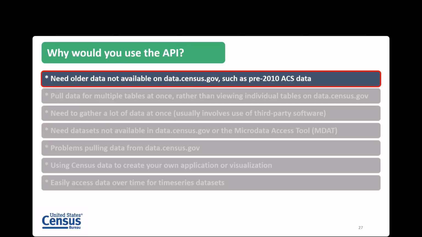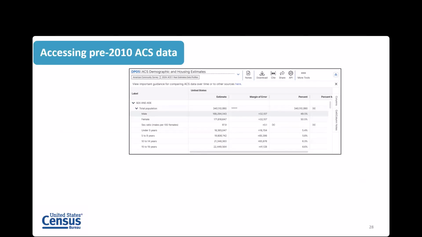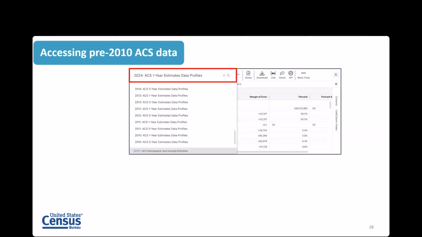And a really popular example of that is perhaps you need older data not available on data.census.gov, such as pre-2010 ACS data. So we talked about this earlier, but I wanted to come back to it and give an actual example of it. So let's say you're on data.census.gov. Here I was looking at table DP05, data profile 5 from the 2024 ACS 1-year estimates. I opened up the drop-down menu and scrolled down to see how far back I could go in years, and it looks like I could only go back to the year 2010.